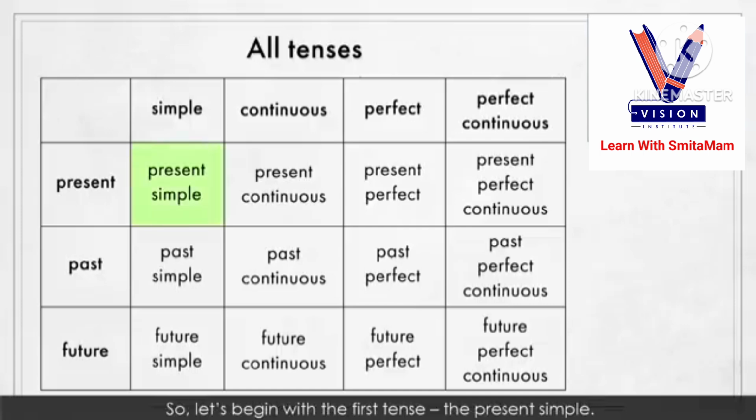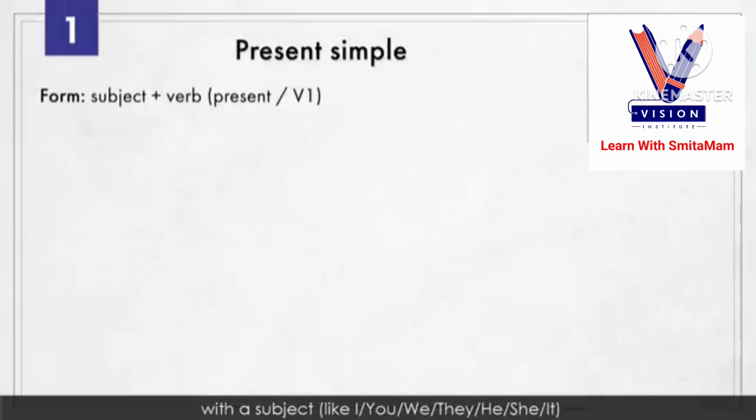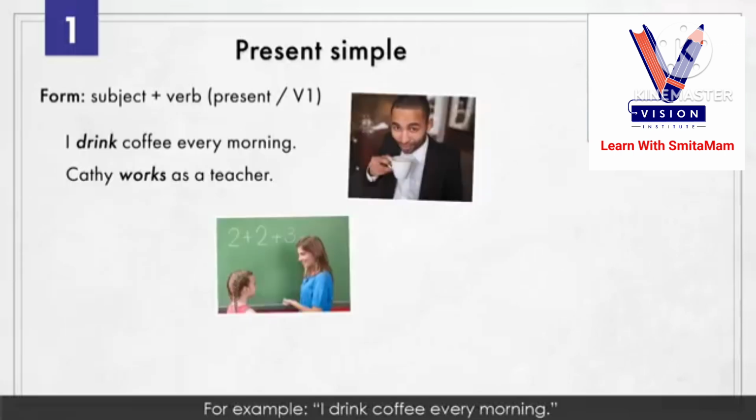So let's begin with the first tense, the present simple. Make the present simple tense with a subject like I, you, we, they, he, she, it, and a verb in the present or the V1 form. For example, I drink coffee every morning. Kathy works as a teacher.